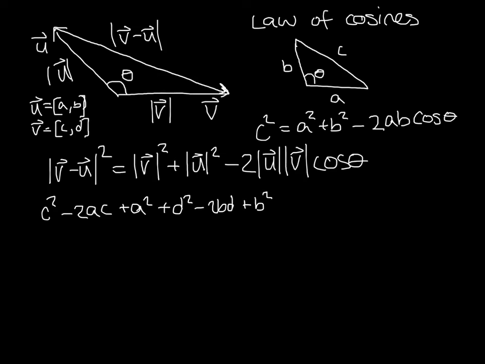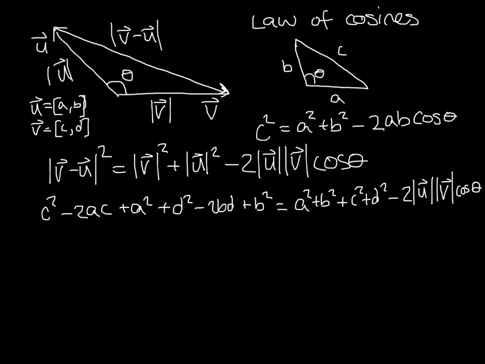All right, then we've got to do the magnitude of v and the magnitude of u. So that's just going to be a squared plus b squared plus c squared plus d squared. And then I'm going to leave these last magnitudes. Again, I'm just going to lead us through this. It'll make sense in a second. So I'm going to leave it as 2 magnitude of u, magnitude of v, cos theta. And that'll make more sense in a second.